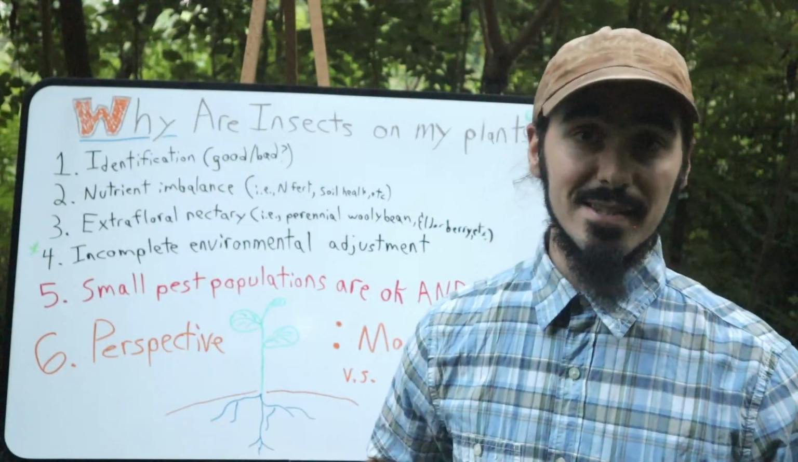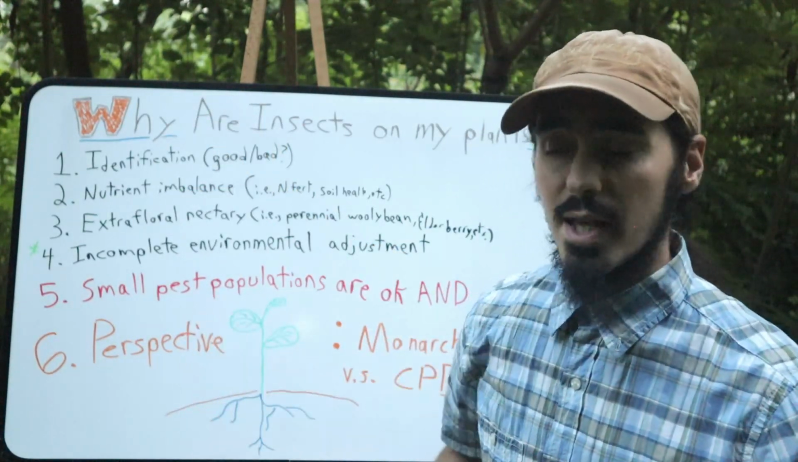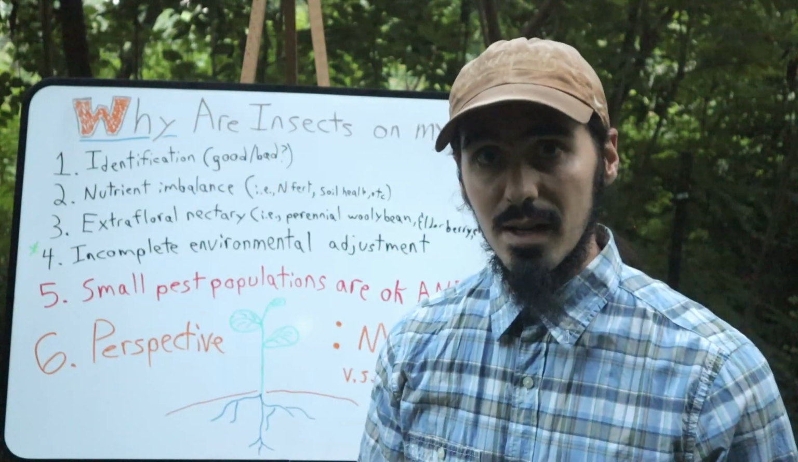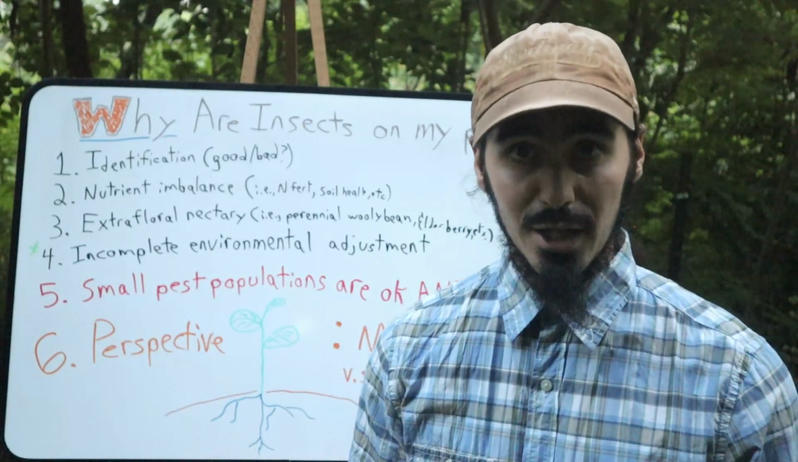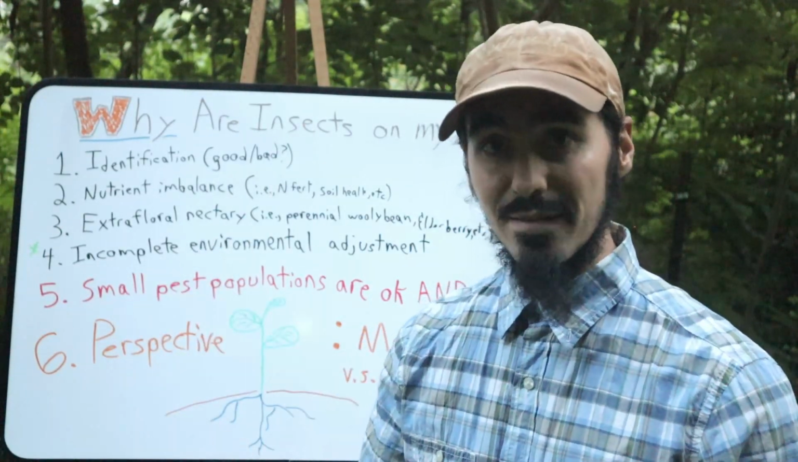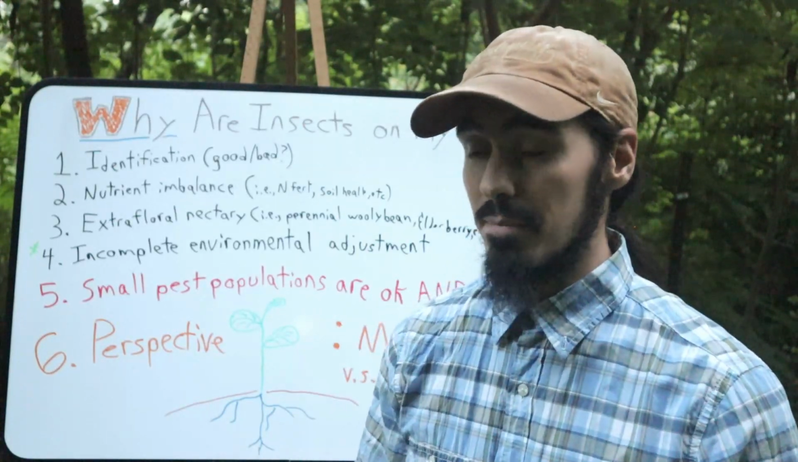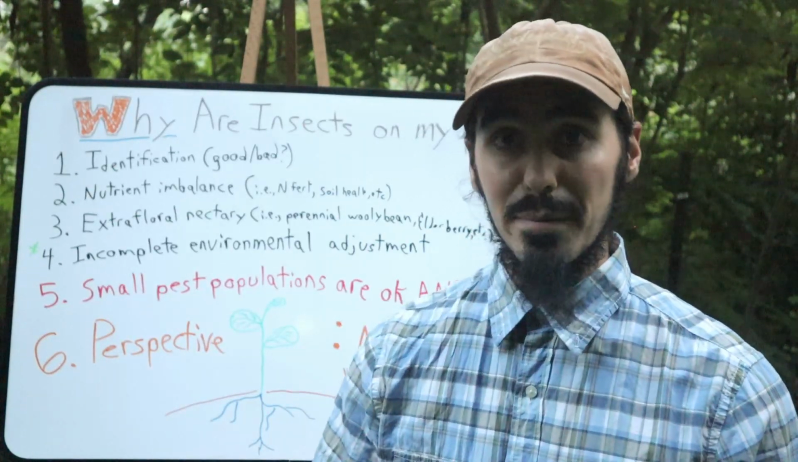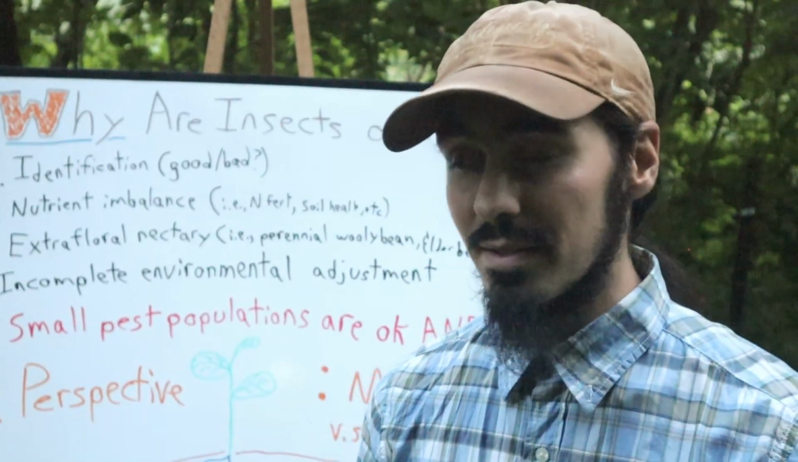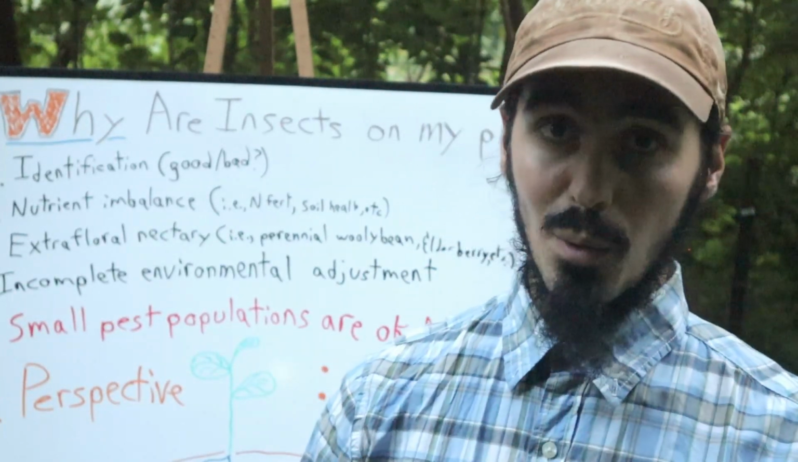Why are insects hanging out on our plants? So I want to go down this checklist, and that'll give us a good idea as to why and if action on our part needs to be taken. So first off, the identification. Is this insect a beneficial insect, or is it a pest? Sometimes we can confuse the bad guys for the good guys, or vice versa.